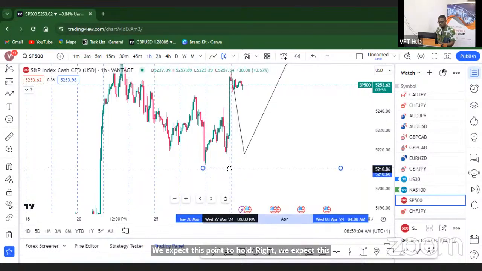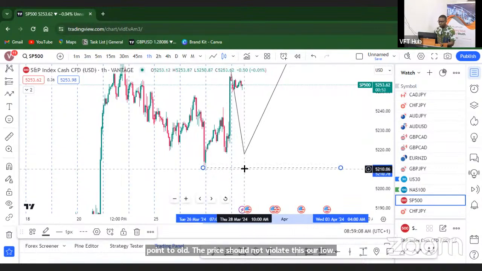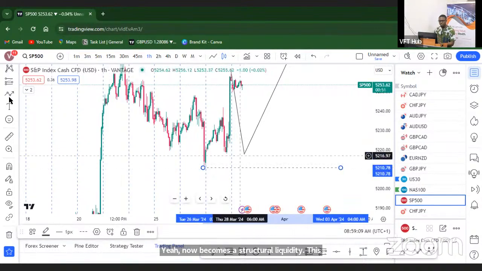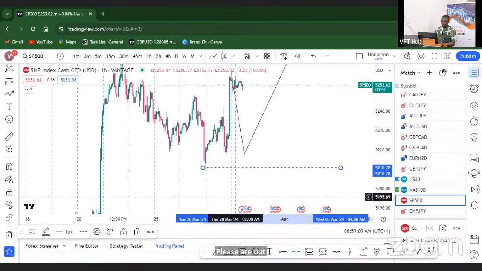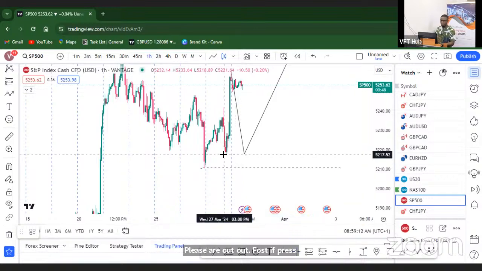The price should not violate this, our low. Here now becomes our structural liquidity. This point becomes my structural liquidity. I want price to take this place out first. If price eventually does that, then I'll start buying to the upside.